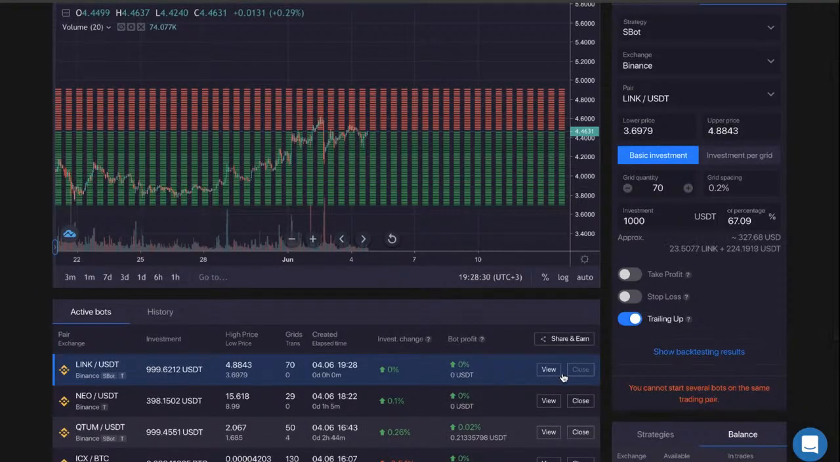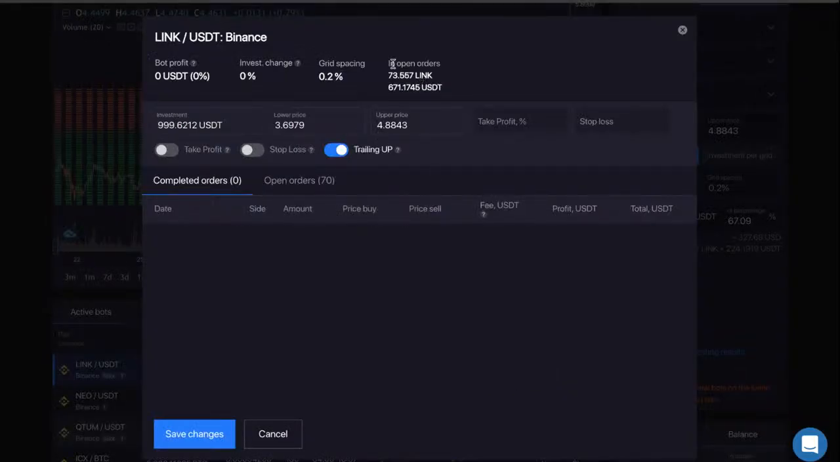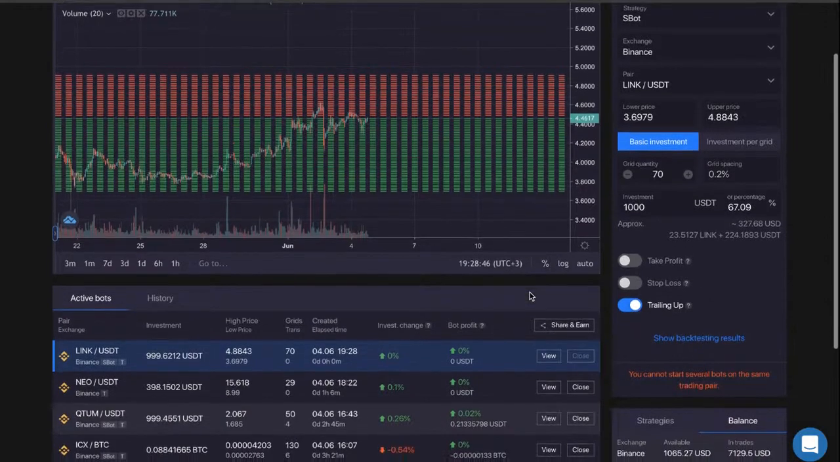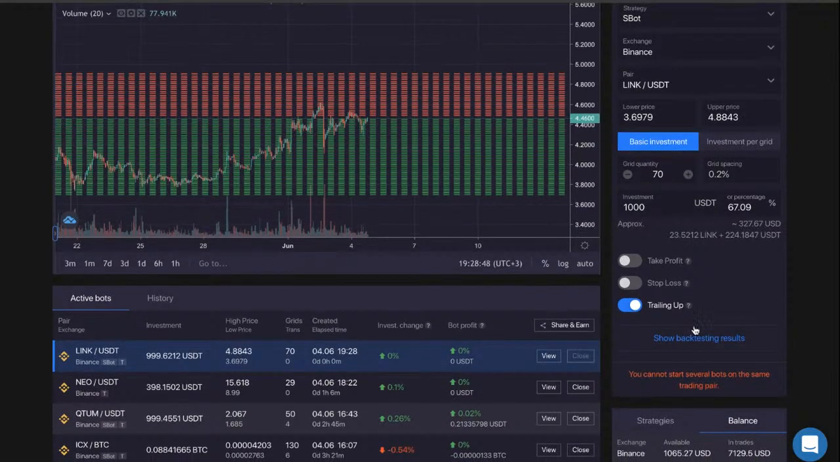We are in the game right now, and when you click on the view button, you see that we have in open orders a proportionate distribution of LINK and USDT, and you can see all of our open orders here. All right, as simple as that. And notice that we have three functions here.